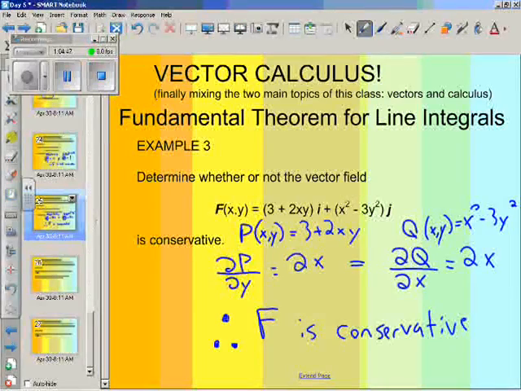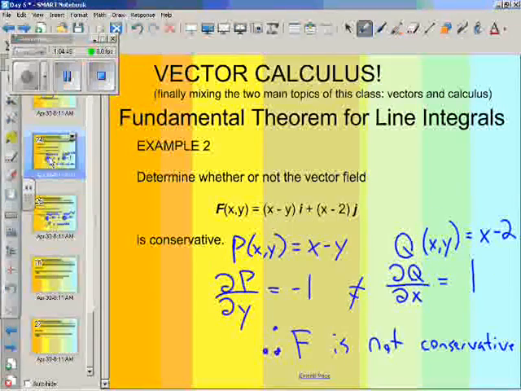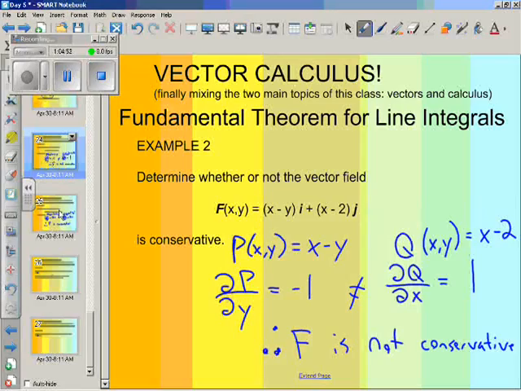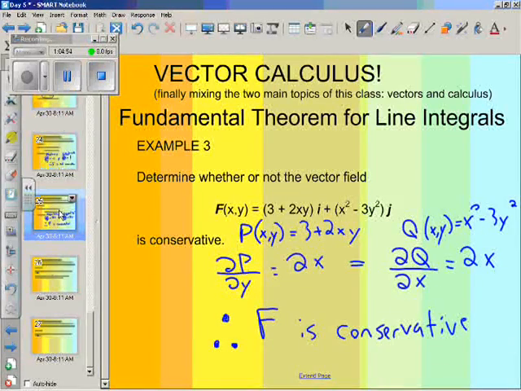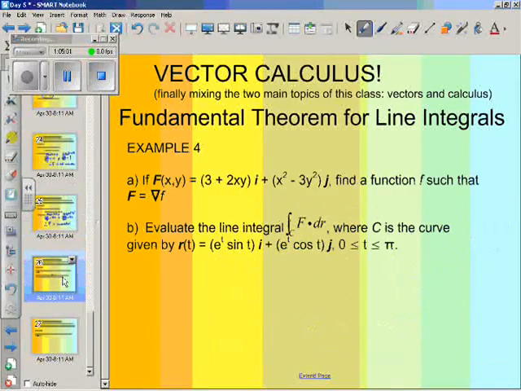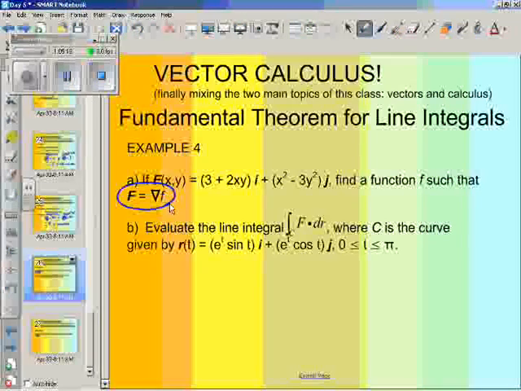Okay, so we saw an example where they were not equal, so it's not conservative, and an example where they are equal and it is conservative. Let's look at an example of how we can cook up what that gradient function is going to be. So we want to find this function f such that the gradient of f is this force field, this vector field, big F.